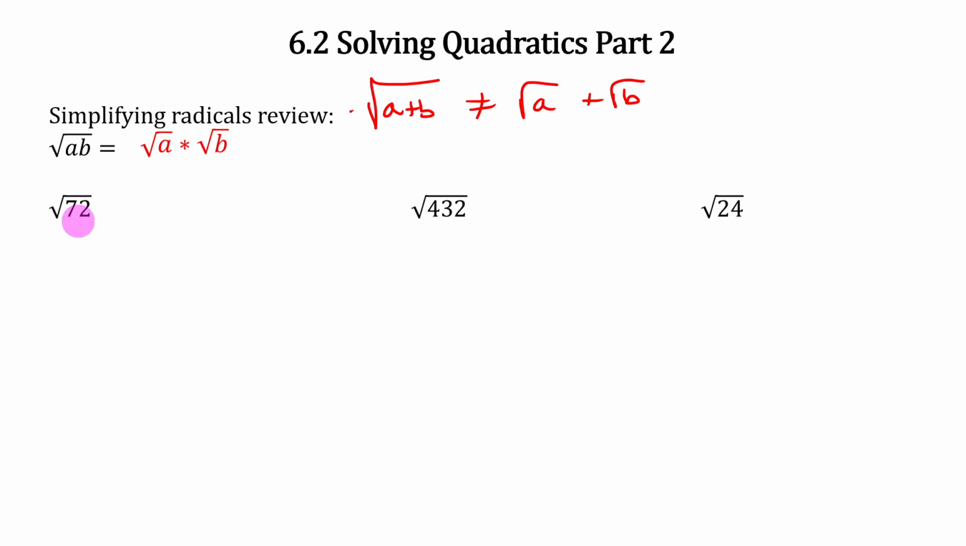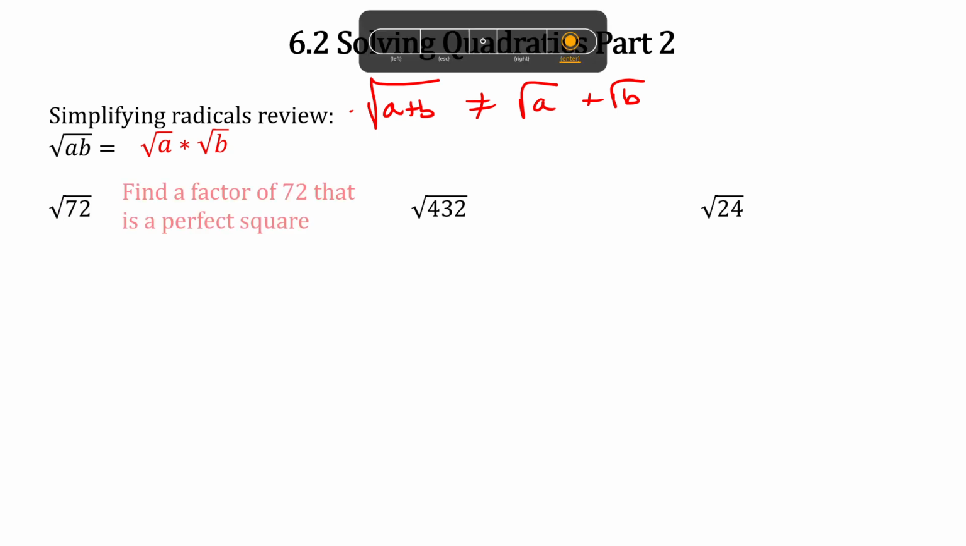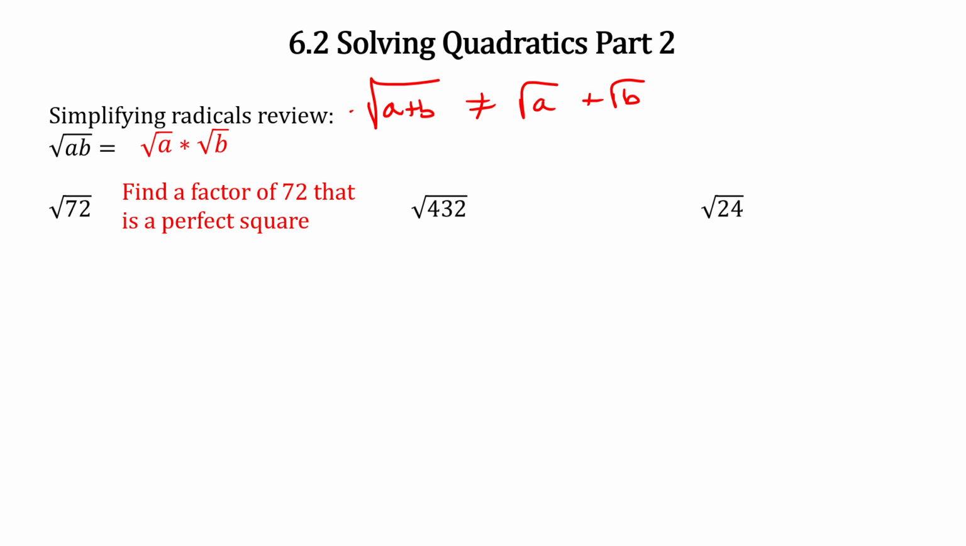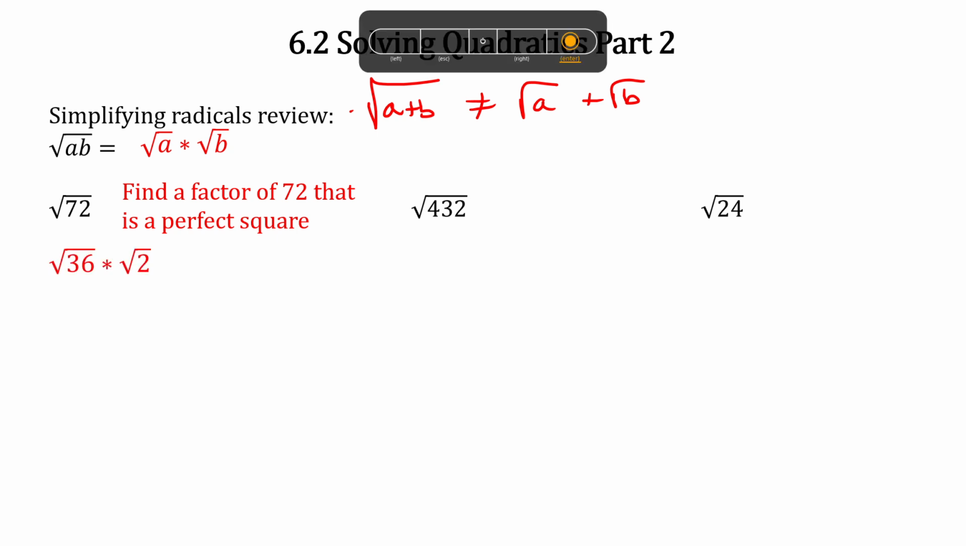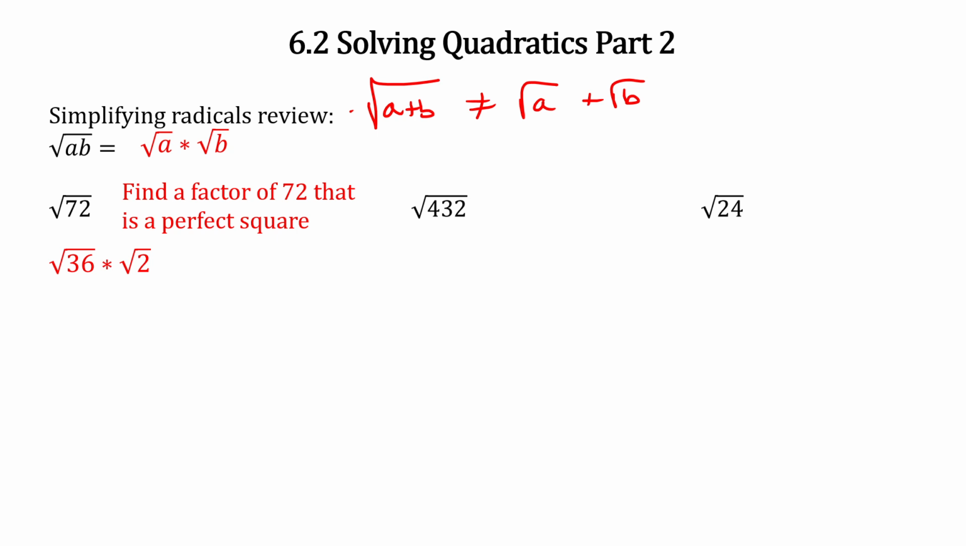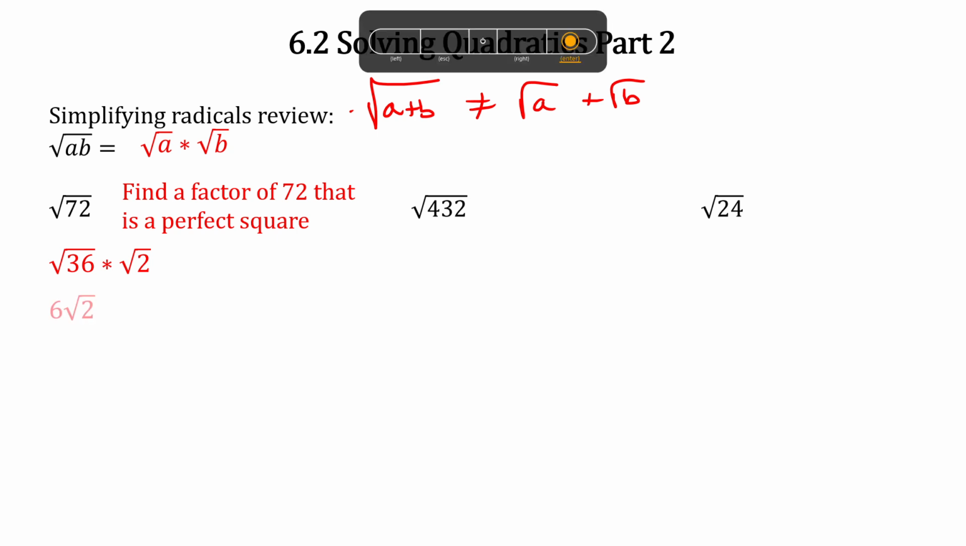So what we're going to do, if we need to simplify the square root of 72. I think you guys have done this before in both geometry and algebra 1, but we'll look at it here. The easiest thing to do is find a factor of 72 that is a perfect square. So that's why you should know your perfect squares. If you divide 72 by 2, you get 36. So you can think about 36 as a perfect square. This is the square root of 36 times the square root of 2. And the square root of 36 is 6. So it's just 6 square root of 2.